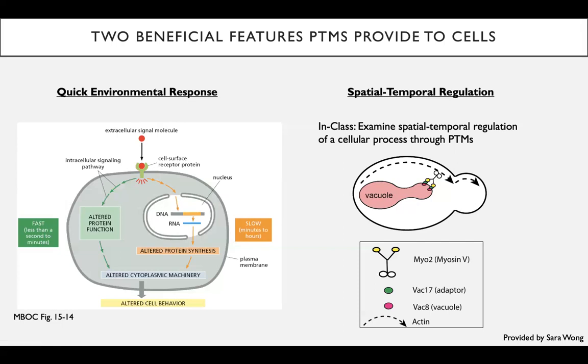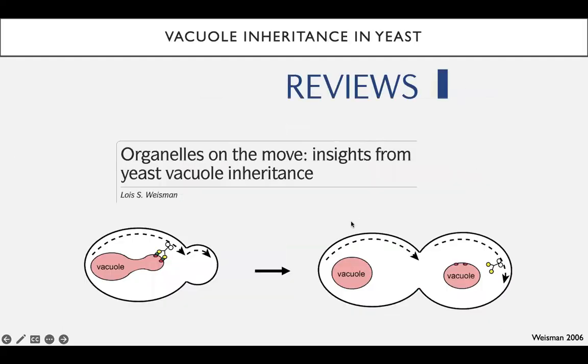And what I've done as part of your pre-work is I've asked that you read this short review on vacuole inheritance, and it's done by Lois Weissman. And this is an older review, so it's a review from 2006. But the point of having that older review is that a lot of the common themes that are discussed in there have remained true for organelle inheritance in general, but also just the movement and spatial organization of organelles in the cell.